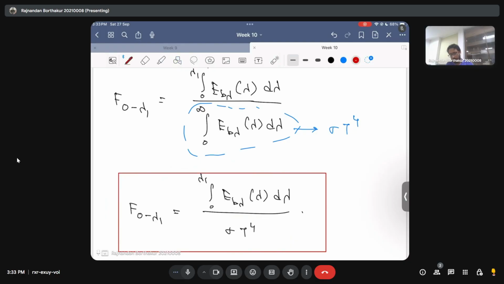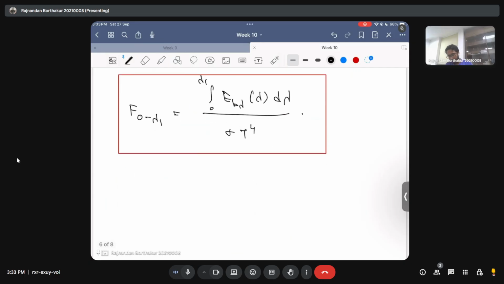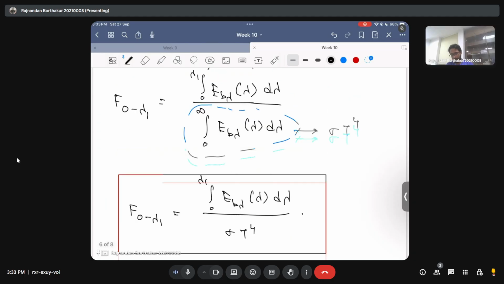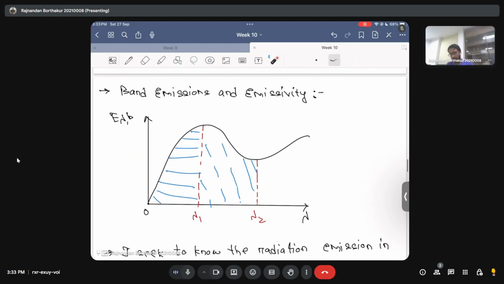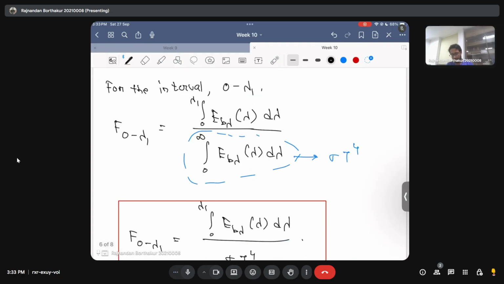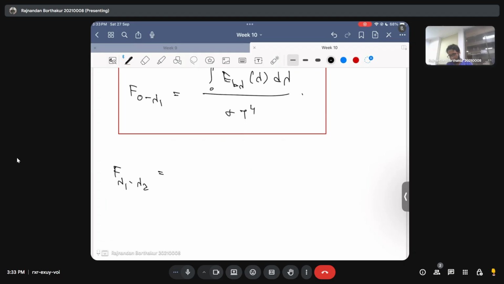Now, if I ask you what is this quantity f lambda 1 to lambda 2, that is, what is the fraction of the total emission that lies between the wavelength lambda 1 to lambda 2, then from the definition of this band emission function again, I can write that this is actually integral lambda 1 to lambda 2 E_b lambda d lambda by sigma times T raised to the power 4.